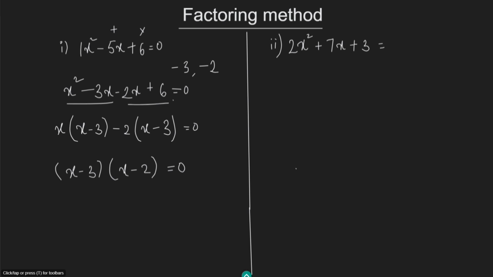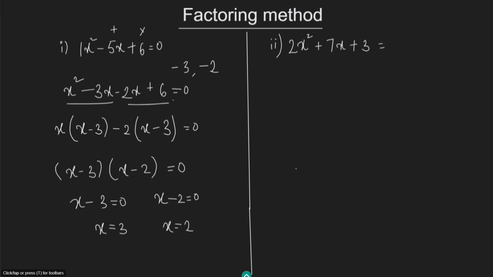Now using the zero product rule, we get x minus 3 equal to 0 or x minus 2 equal to 0. When x minus 3 equal to 0, we get x equal to a positive 3, and when x minus 2 equal to 0, we get x equal to a positive 2. Hence x equal to 3 and 2 are the solutions of this equation.